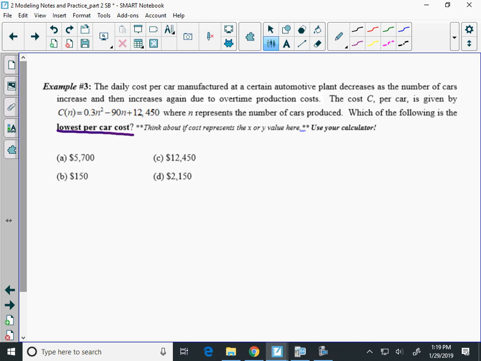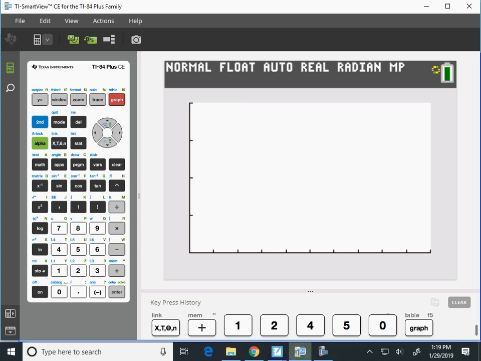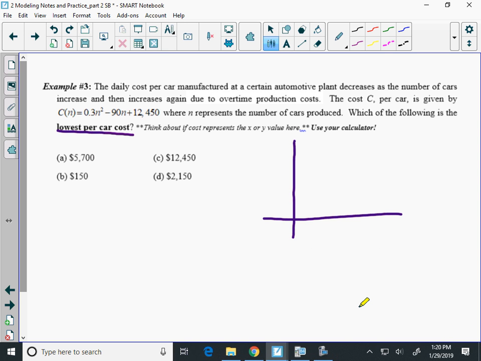And we'll talk about all of the rest of the variables in the question here in a second. But first, we need to figure out our window setting so that we can find the lowest cost per car. So we're going to make a picture here. Let's talk about what this parabola is going to look like when we graph it. Because if I hit graph right now on the window setting we have, can't see it. It's not there. So we need to figure out what's the correct window setting.